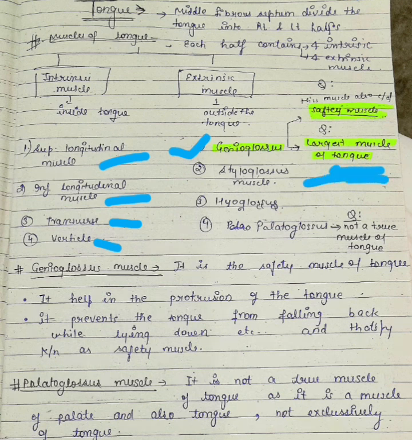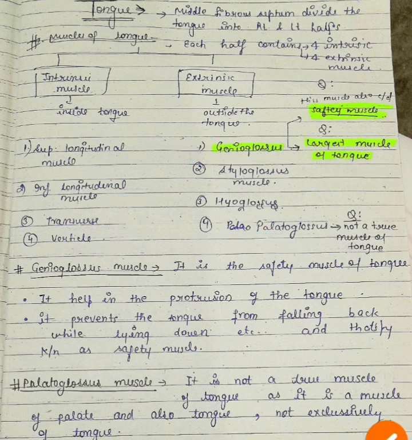The second muscle is the palatoglossus muscle. The important point of the palatoglossus muscle is that it is not a true muscle of the tongue, as it is the muscle of the palate and tongue both. Not exclusively the muscle of the tongue. So it is known as the false, that is not the true muscle of the tongue. So these two important points should be remembered. Genioglossus is the largest muscle of the tongue and is known as the safety muscle. Palatoglossus muscle is not a true muscle of the tongue, as it is the muscle of the palate and also the tongue.